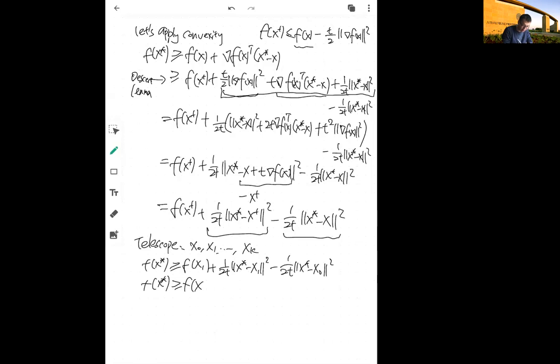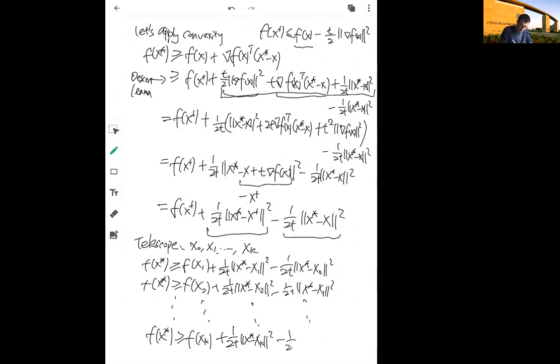So you will have f of x2 plus 1/2t (x star minus x2)², and we can do that for everything until the kth iteration. So that will give us f of xk plus (x star minus xk)² minus (x star minus xk minus 1)². Okay, let's now add everything up.